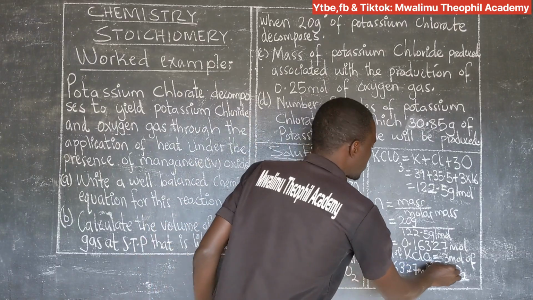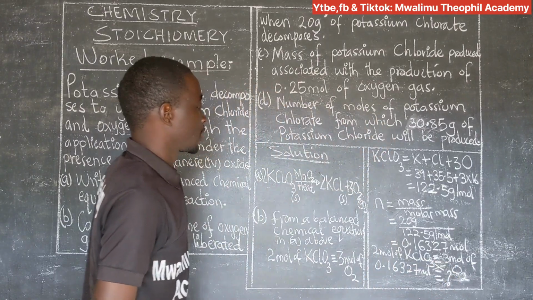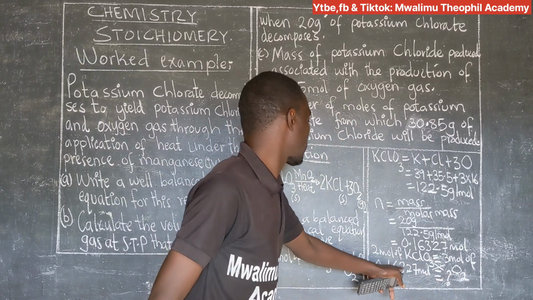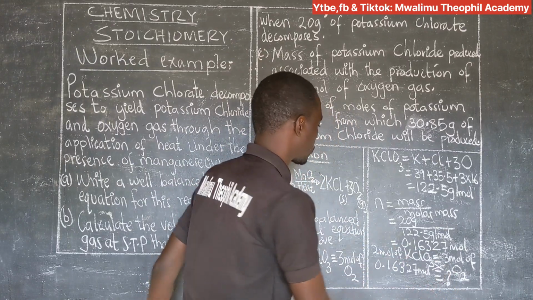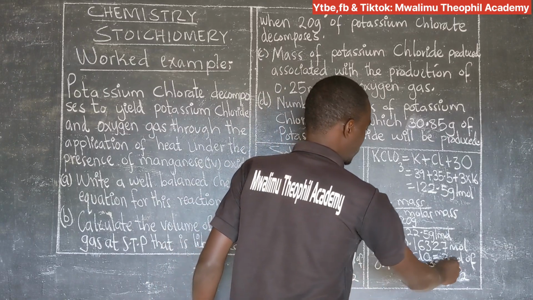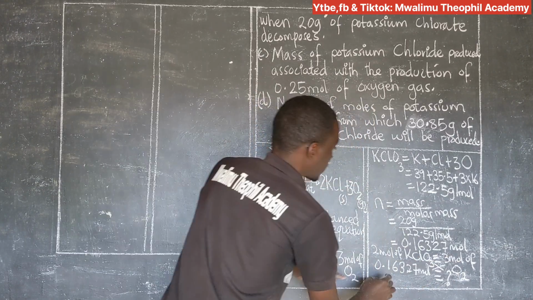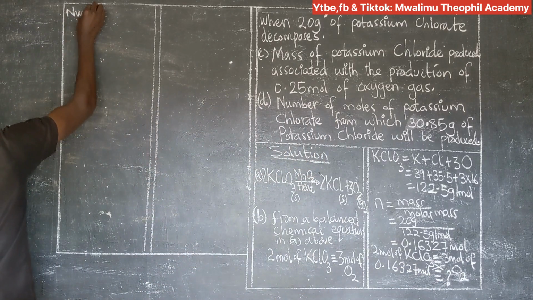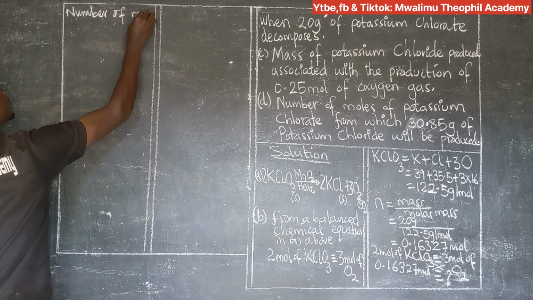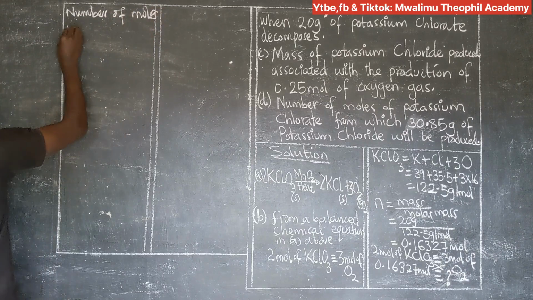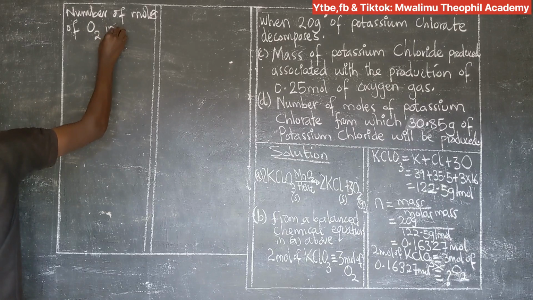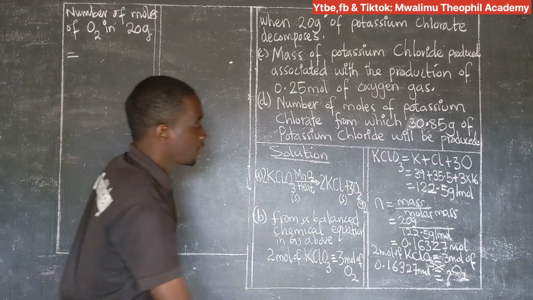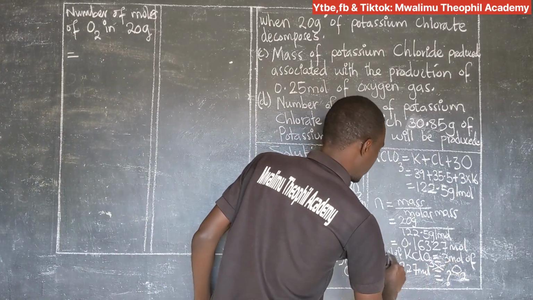So to get this value, we may cross multiply this way. To get the number of moles of oxygen gas present in 0.16327, when you cross multiply, it will be equal to 0.16327 times 3 divided by 2. The number of moles of oxygen gas in 20 grams will be equal to this times this one divided by 2.